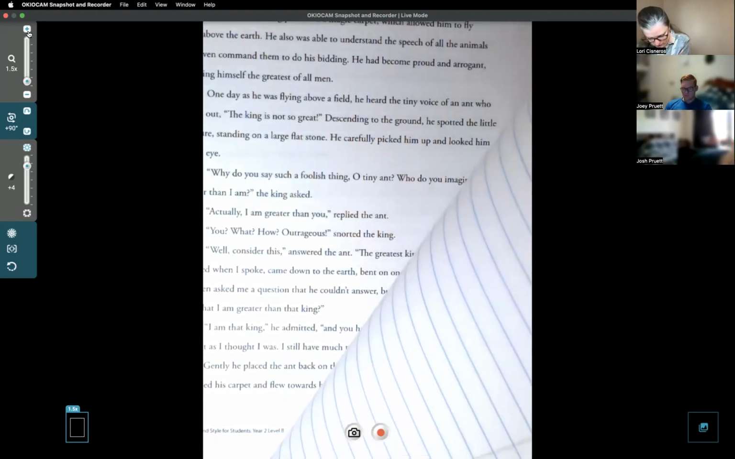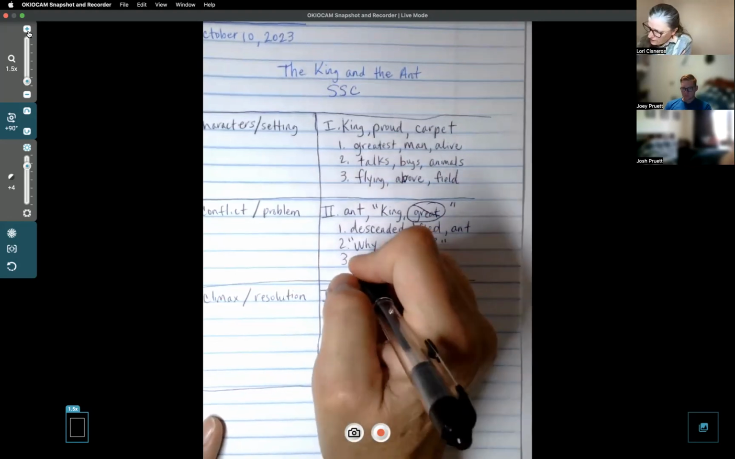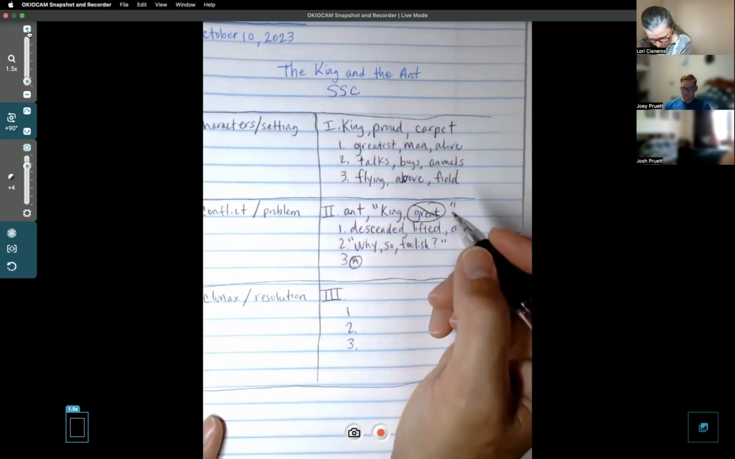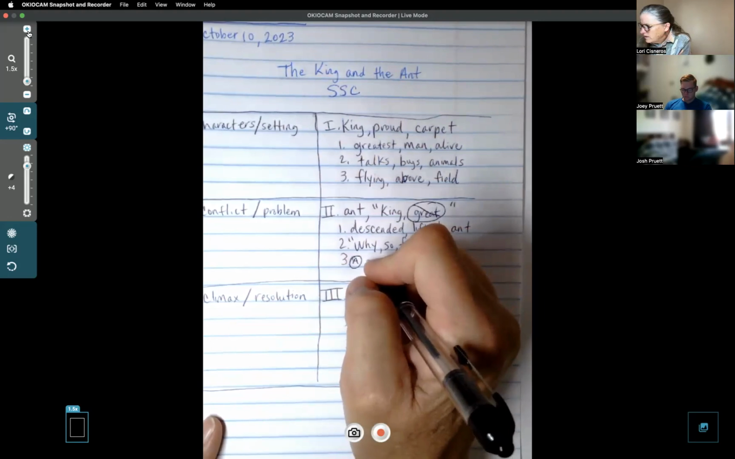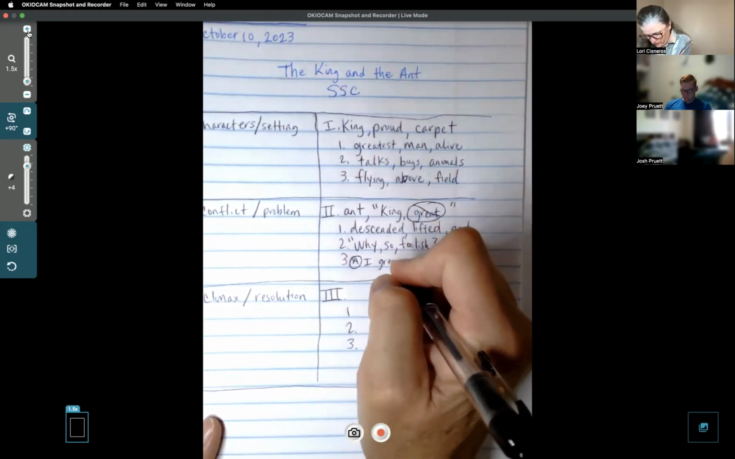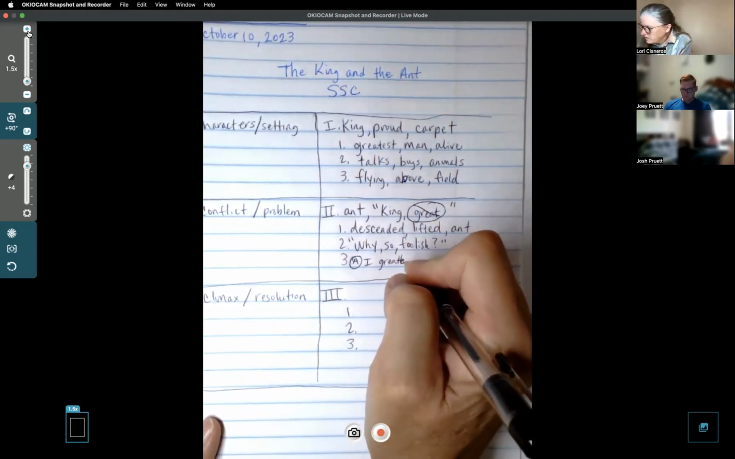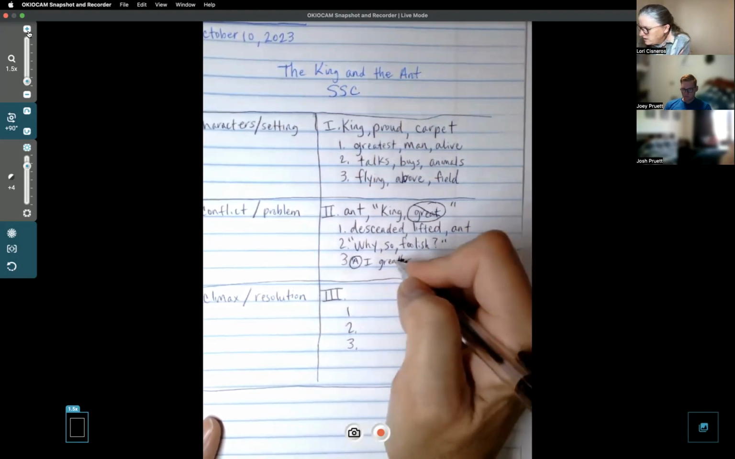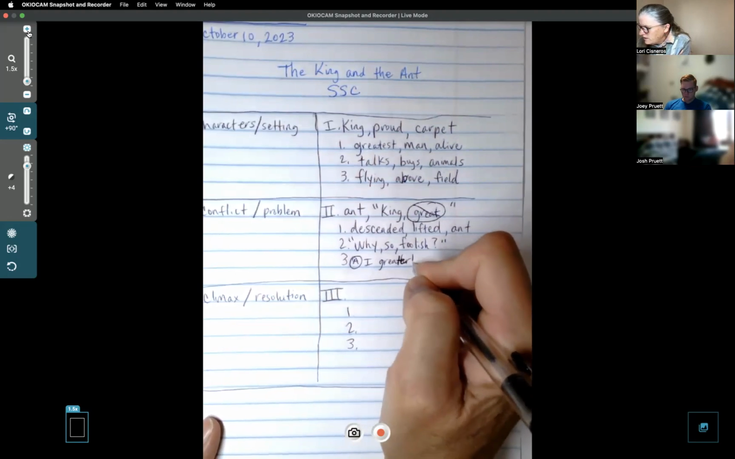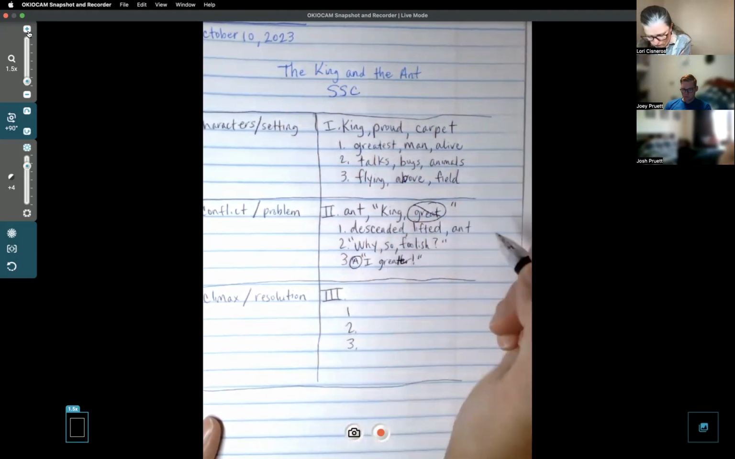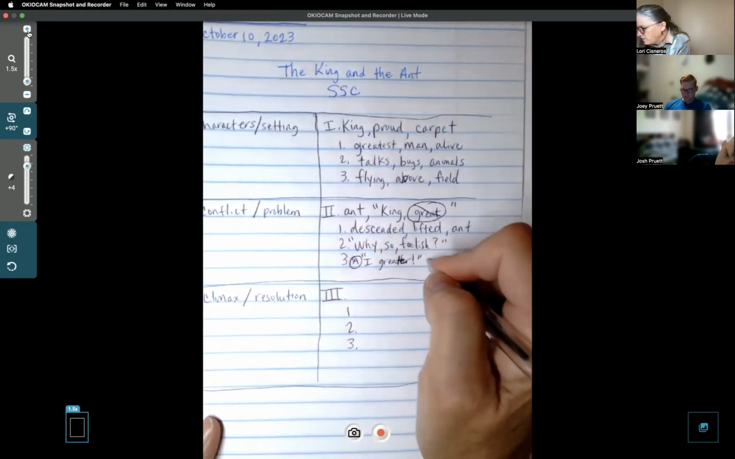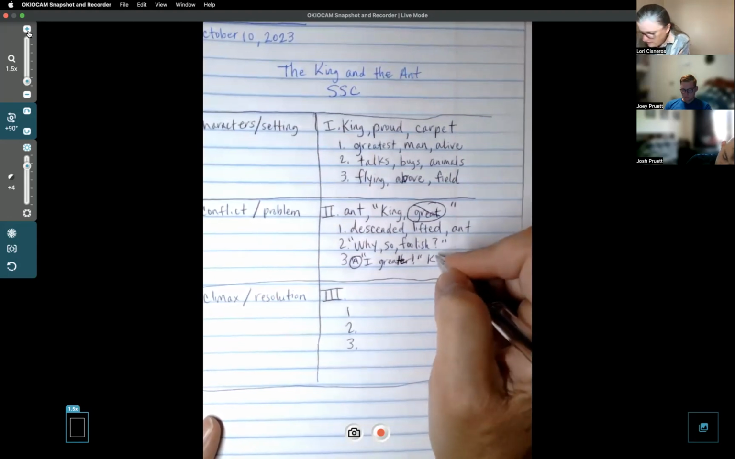And then the ant explains himself, right? We'll use A for ant here. I greater. Whoops. That's a T. That's greater. I greater, he says. And however you want to put this, if you have a better idea, I'm okay with that. I'm just going fast so we can get it done.